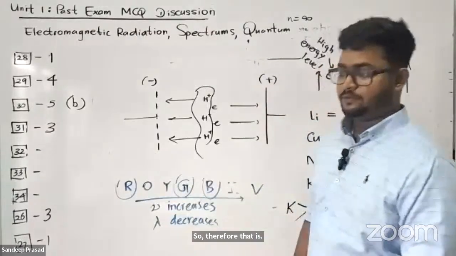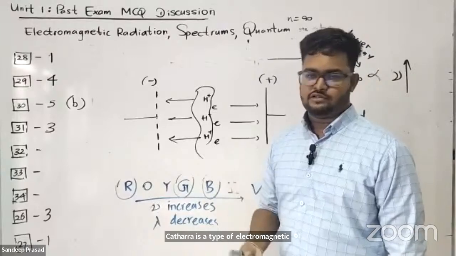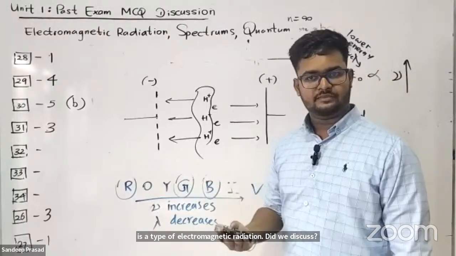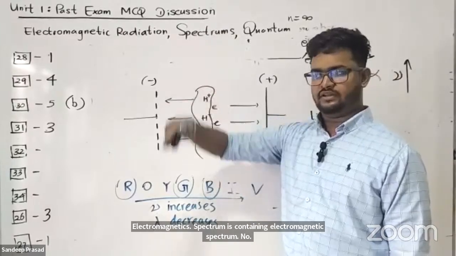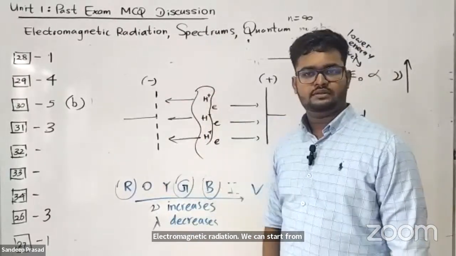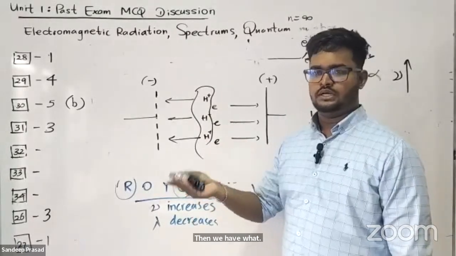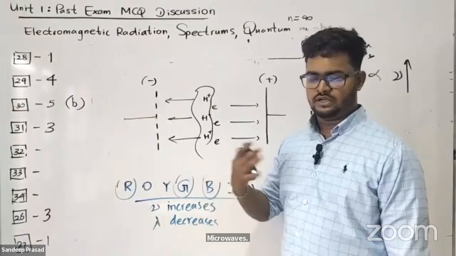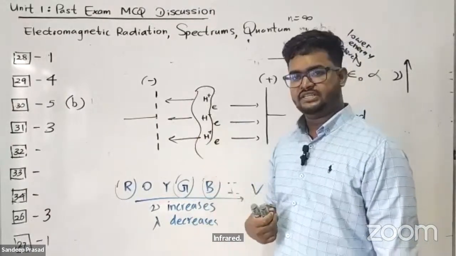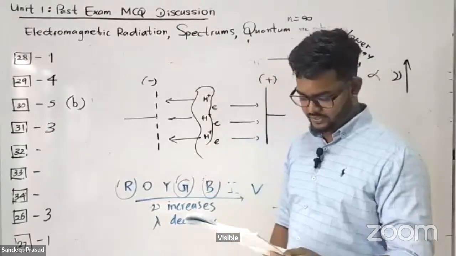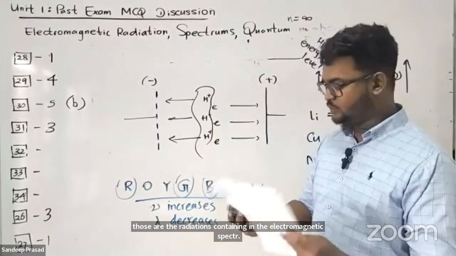Cathode rays are a type of electromagnetic radiation. Did we discuss cathode rays as part of the electromagnetic spectrum? No. Electromagnetic radiations, we can start from TV, radio and radar, then microwaves, infrared, visible light, ultraviolet, X-ray, gamma. Those are the radiations contained in the electromagnetic spectrum. So therefore that is wrong. Question number 32 answer is first one.